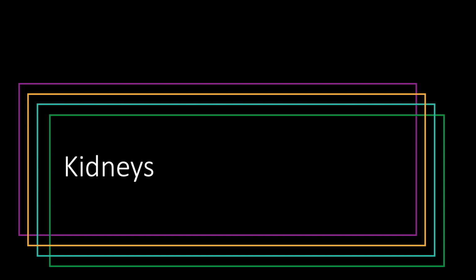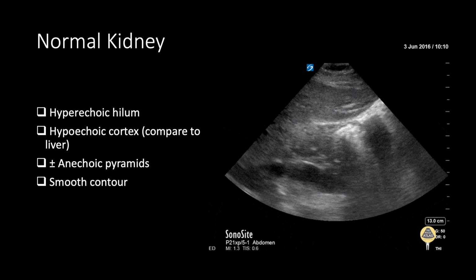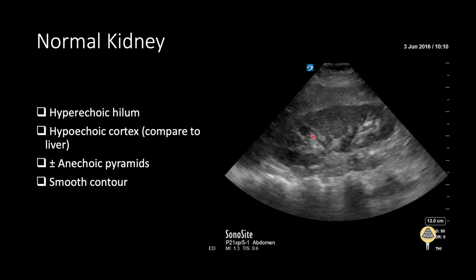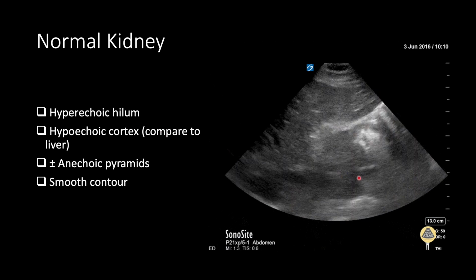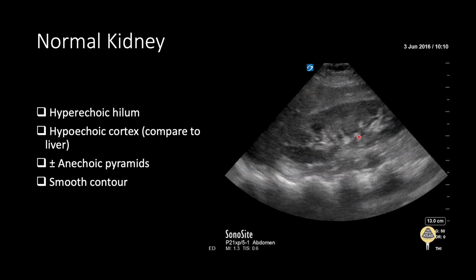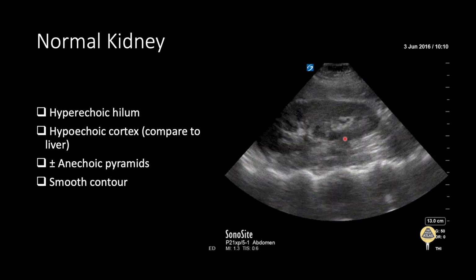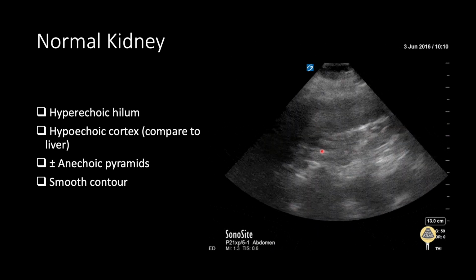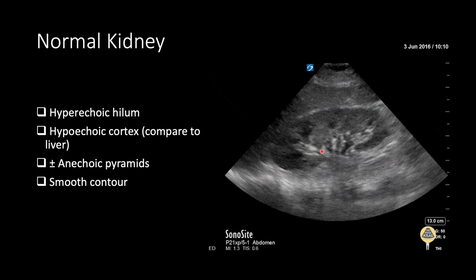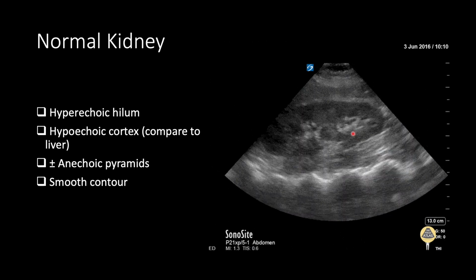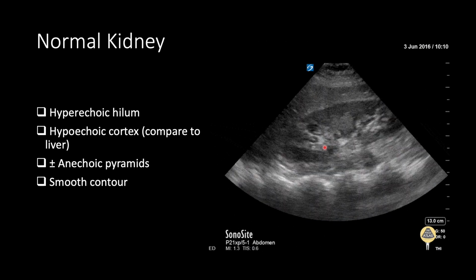Next, let's take a look at what the kidneys look like on ultrasound. So the normal kidney will have a couple of different components that help you visualize it. The first is going to be a hyperechoic hilum, which we can see here right at the renal pelvis. And every now and then you will see an anechoic pelvis or an anechoic ureter connecting. But generally when you start to see that anechoic structure, you need to start thinking about some swelling in the kidney, namely hydronephrosis. In addition to this hyperechoic hilum, we have hypoechoic cortex.